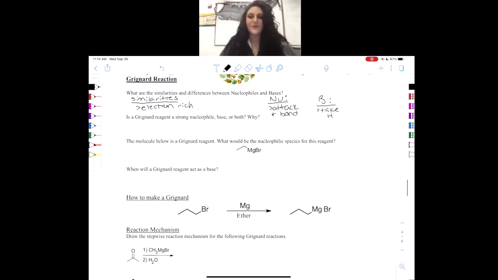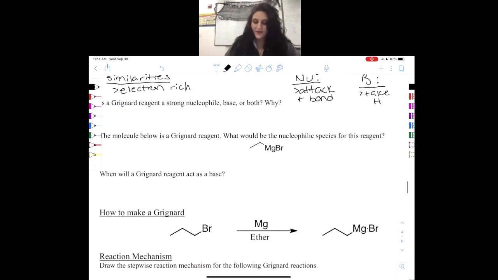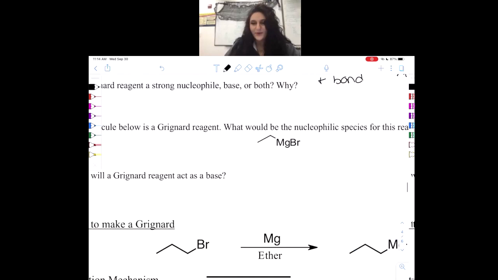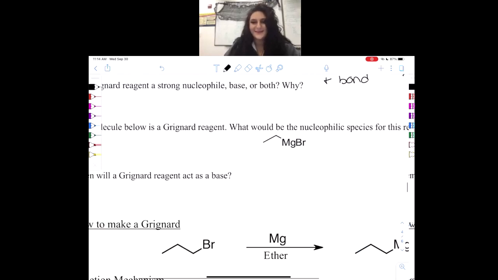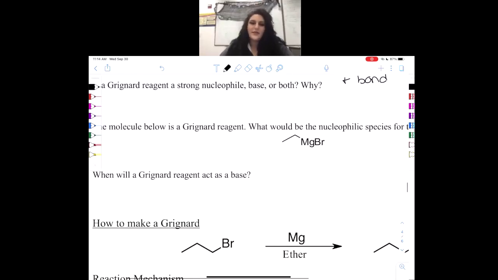Anyway, I'm used to recording these and being able to pause and then edit it at the end, and I forget these are live sometimes. So anyway, the Grignard reagent looks like so, where we have a magnesium bromide, right? And the way I like to draw it is like so.